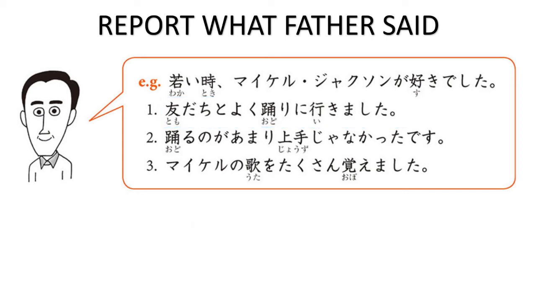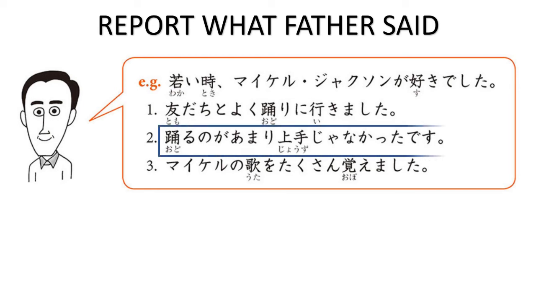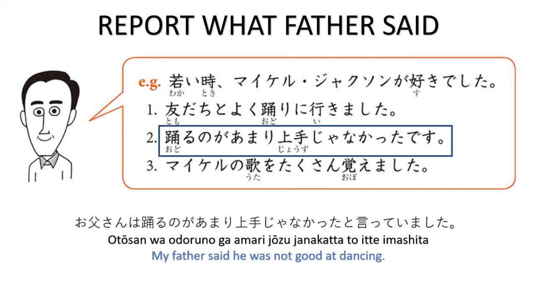For number 2, odoru no ga amari jouzu janakatta desu. So here, when father was young, he was not very good at dancing. So how do we report this? Odoru no ga amari jouzu janakatta desu. So we say, Otou-san wa odoru no ga amari jouzu janakatta to itteimashita. As you can see, we just remove the desu from janakatta. We remove the desu and it becomes the past plain before to itteimashita.